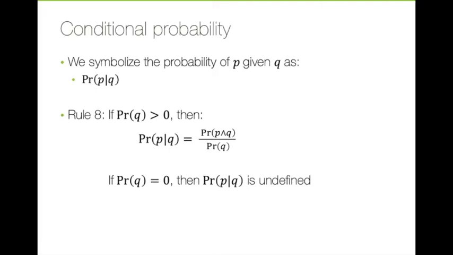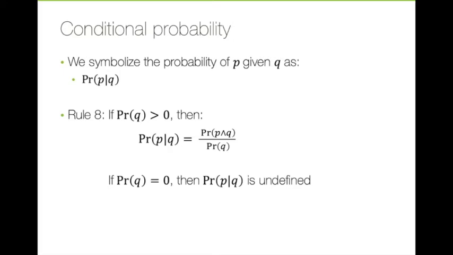That example should start to give you a feel for the rule that governs conditional probability, but we want to state it formally. First, we need to introduce some new notation. So in the context of probability, a vertical bar means given or given that. So Pr(P | Q) is how we write the probability of P given Q.